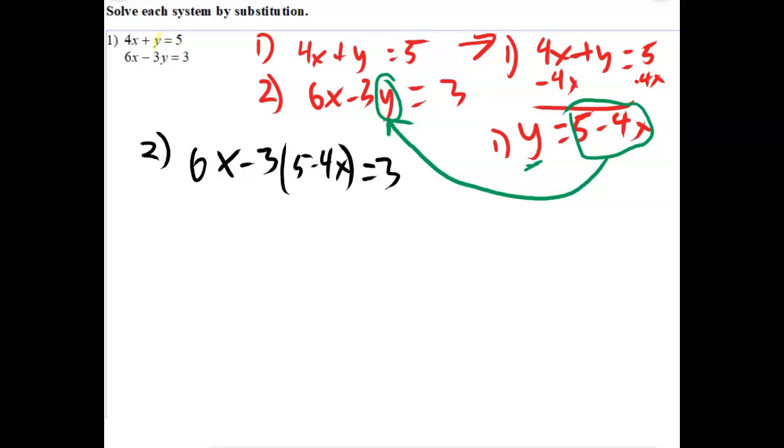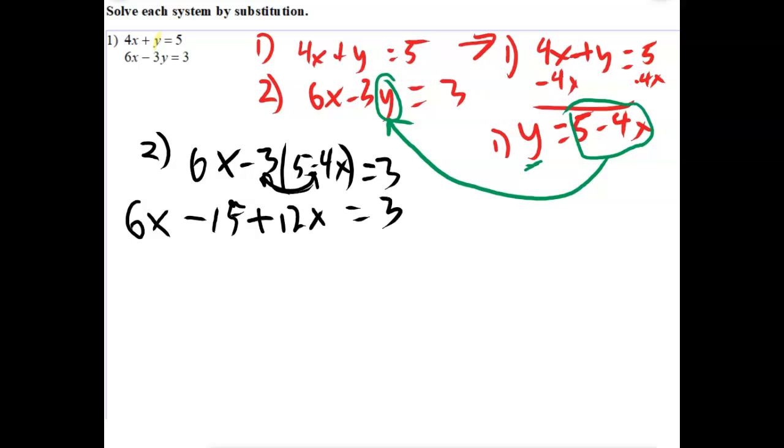So I have to distribute the negative 3. I have to do this carefully. 6x, negative 3 times 5 is a negative 15. Negative 3 times a negative 4, be careful here. Two negative signs multiplied together will give me a positive 12x equals 3.